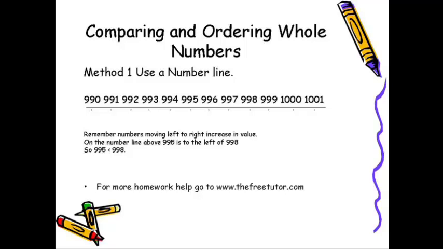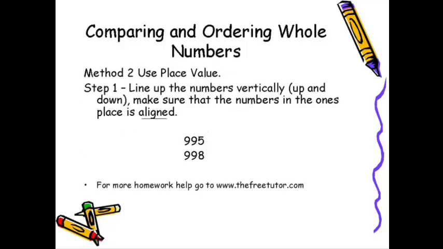Method number two, which is obviously the preferred method, especially if we're maybe taking a multiple choice test, we might not have the time to draw a number line. But method two requires us to use place value. Now, when we use place value, there's some simple and easy steps we need to remember when comparing and ordering whole numbers. Step number one is to line the numbers up vertically, or up and down. This will simply make it easier to compare the numbers.